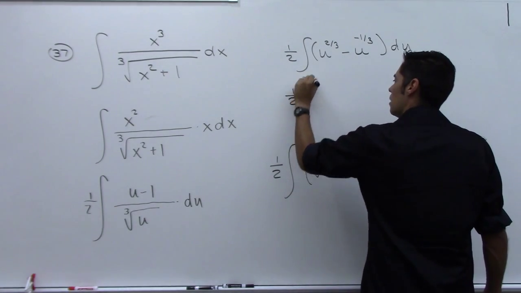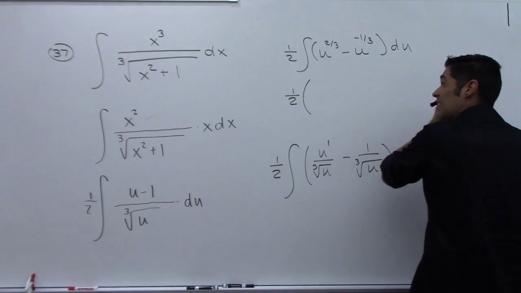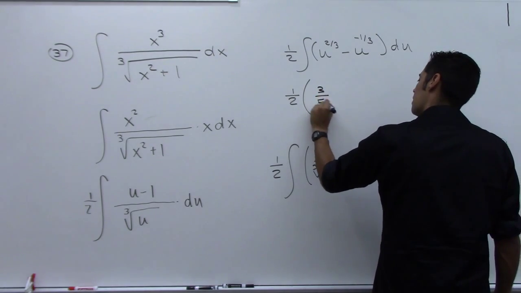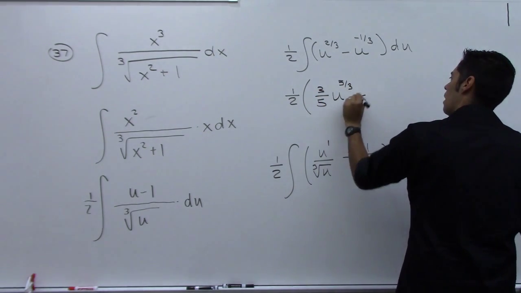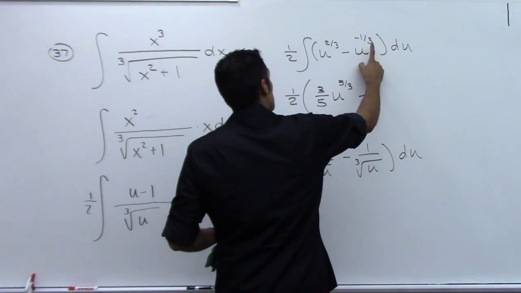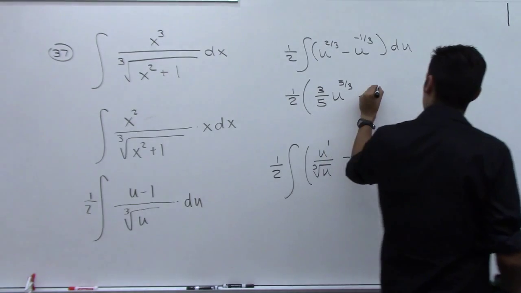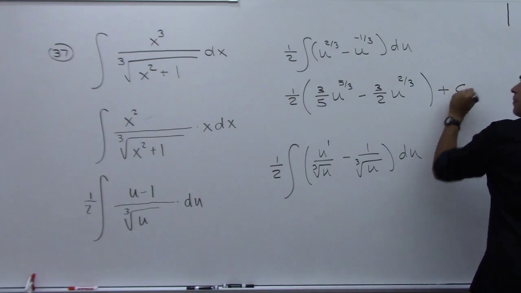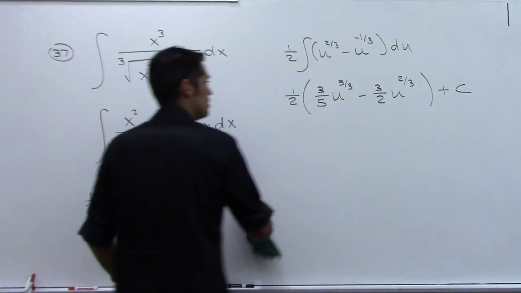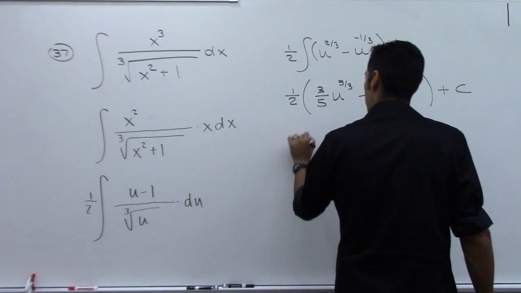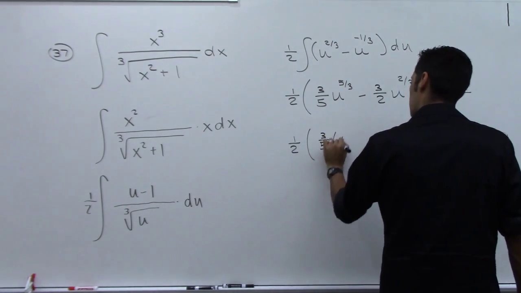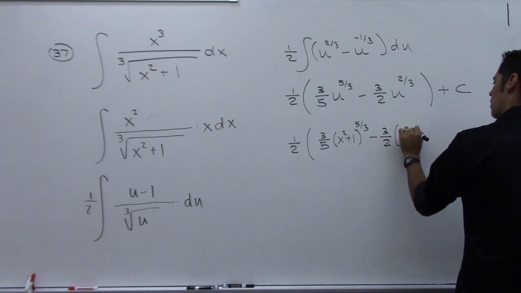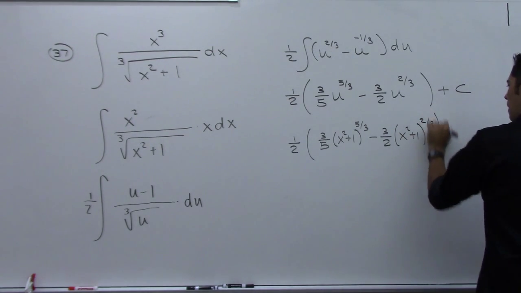So 1/2, and then antiderivative here. I add 1 to that. 2/3 plus 1 is 5/3. In front of it, I need to put 1 over 5/3, so that's 3/5 u to the 5/3. Minus, let's see, I add 1 to this. I get 2/3. 1 over 2/3 is 3/2 u to the 2/3. And then plus c. And now I just replace u with the substitution, which was x squared plus 1. So 3/5 (x squared plus 1) to the 5/3 minus 3/2 (x squared plus 1) to the 2/3 plus c.